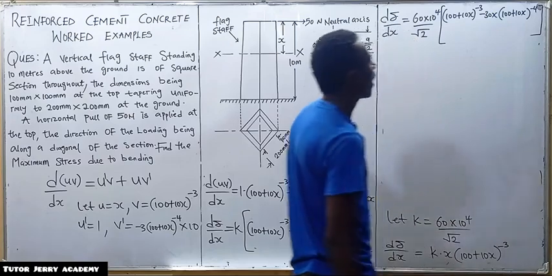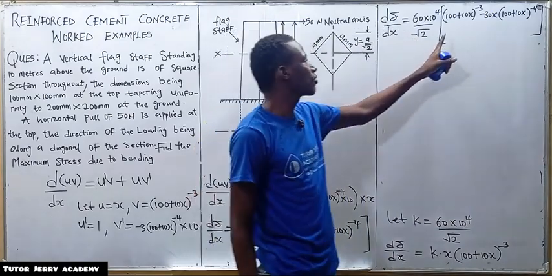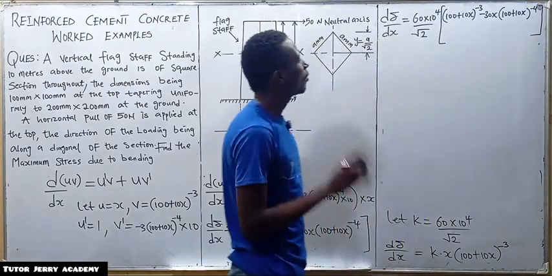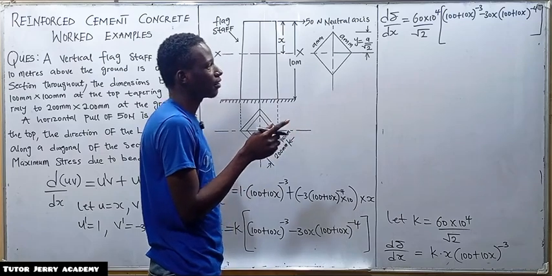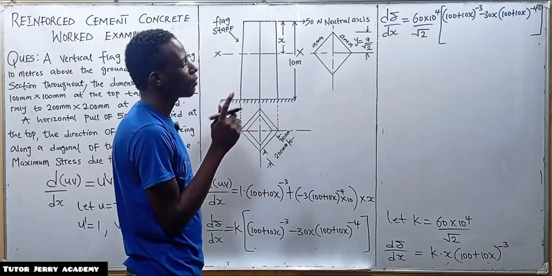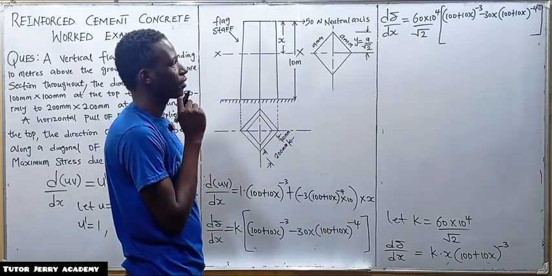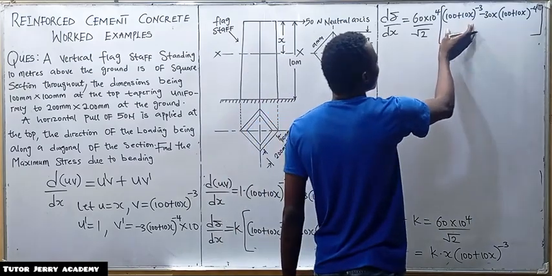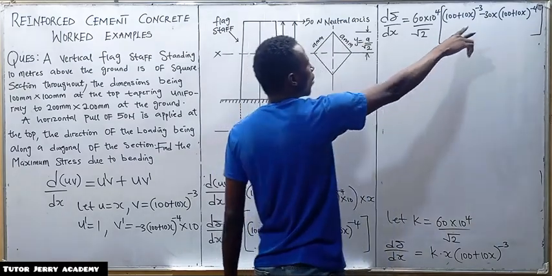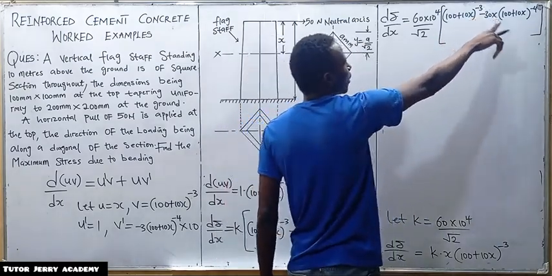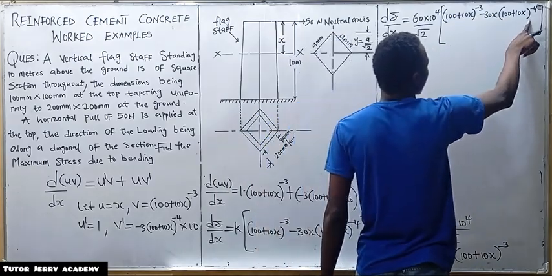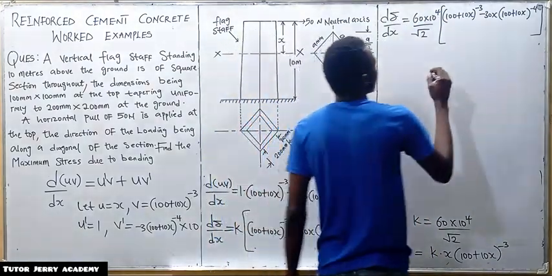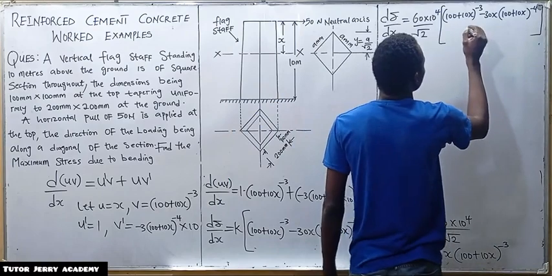Now what I have here, I can decide to divide by 100 plus 10x to the power of 6. If I do that, I will have here 100 plus 10x to the power of 3, and here I will have 100 plus 10x to the power of 2. Let's do that. So I can divide.